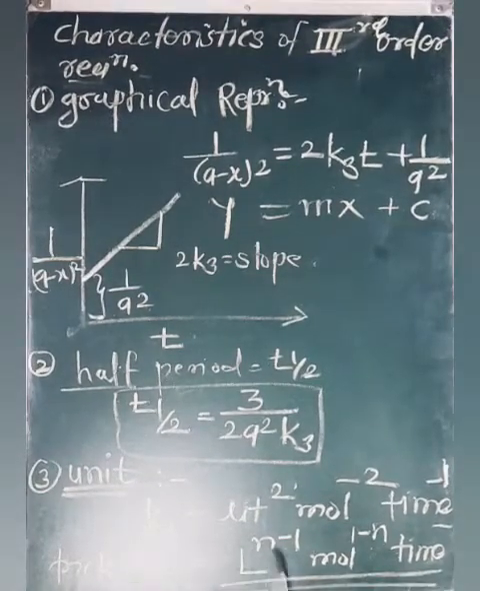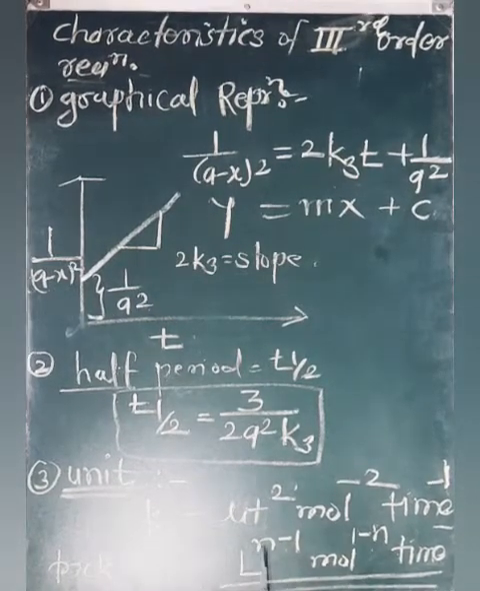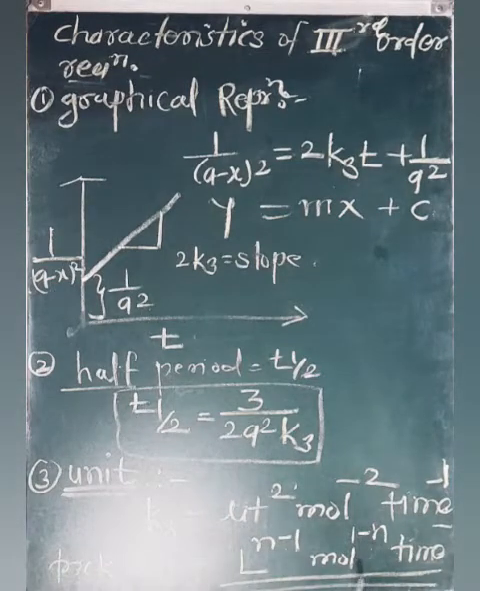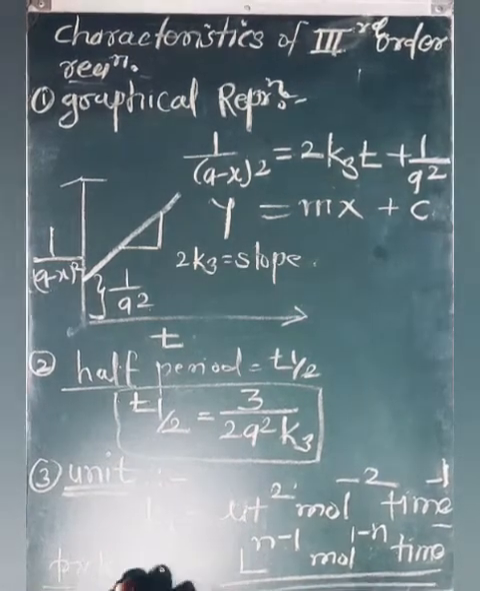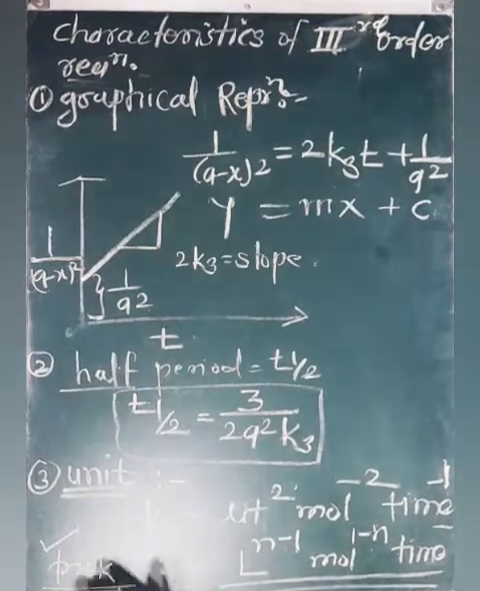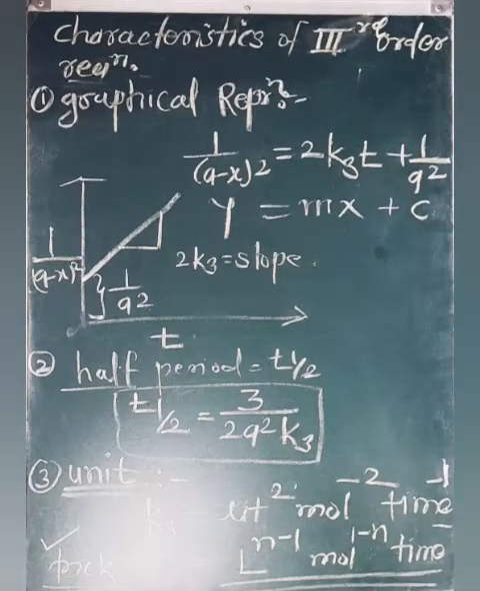Suppose you consider first order reaction, then in this case n minus 1 gives 0, so the first order reaction unit is only per time. When you want to find the unit of second order reaction, you just substitute n is equal to 2, and you will get liter per mole per time. And of course, in the case of third order reaction, you just substitute n equal to 3, and you will get liter square per mole square per time. This trick is very useful to remember the unit of the order of reaction.